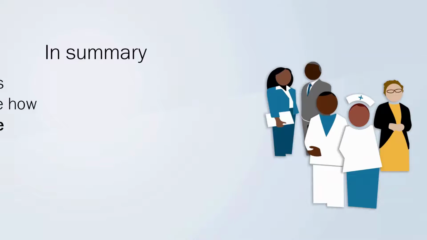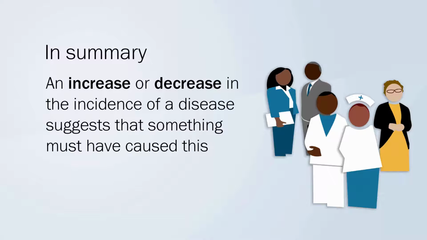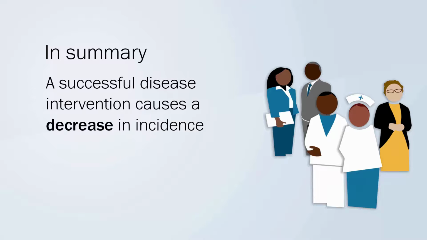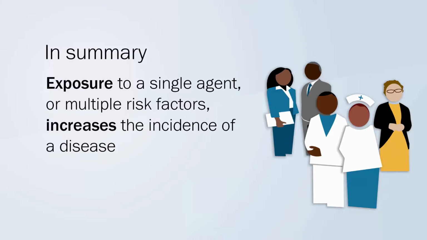In summary, incidence data allows health workers to see the way in which patterns of a disease within a population or between populations change over time. If there has been an increase or a decrease in the incidence of a disease, this suggests that something must have caused this. A successful disease intervention causes a decrease in incidence. Changes in population demographics in high-income countries means that there is an increase in the incidence of age-related diseases. Exposure to a single agent or multiple risk factors increases the incidence of a disease.